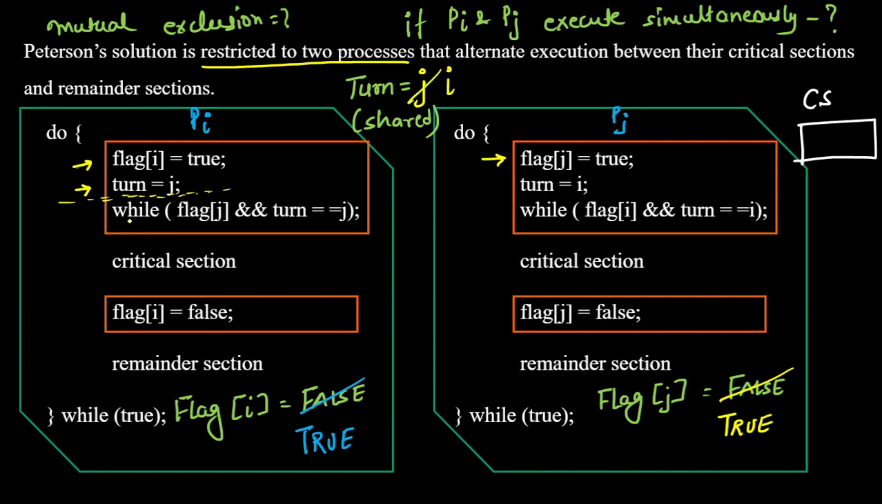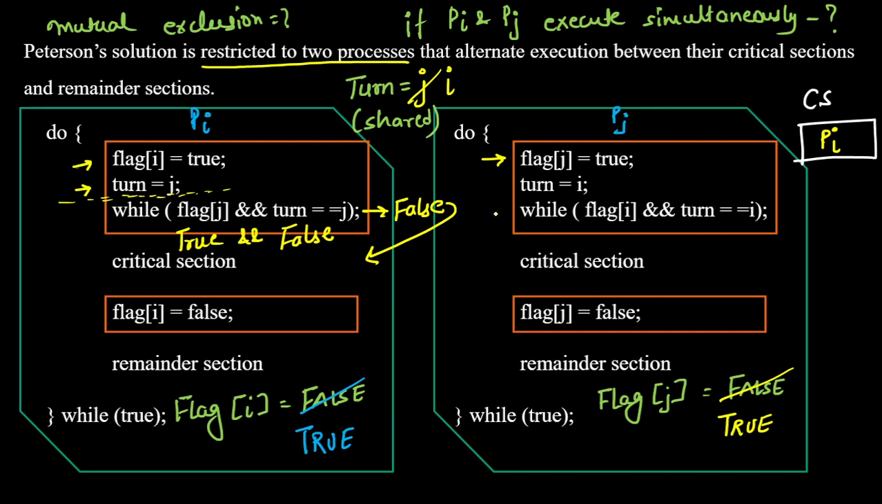Now what we are doing, while flag of j, so basically this means that flag of j is equal to true. So what is the value of flag of j? Flag of j is true, correct. And turn is equal to j. Now turn's value has been updated by pj and it has become I. So this statement becomes false. So the entire condition becomes false, and as soon as the condition becomes false, I will move out of this while. And what will happen now? pi will enter into the critical section.